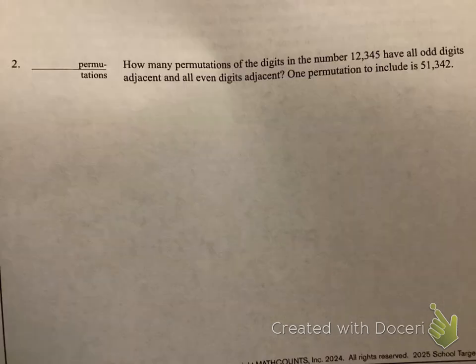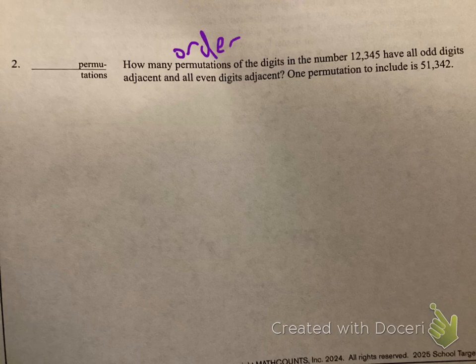All right, number two, how many permutations? That means order matters. So permutations, it's all the different combinations, but order matters. Combinations is where it doesn't matter, right? But order matters here. So 1, 2, 3, 4, 5 have all odd digits adjacent and all even digits adjacent.